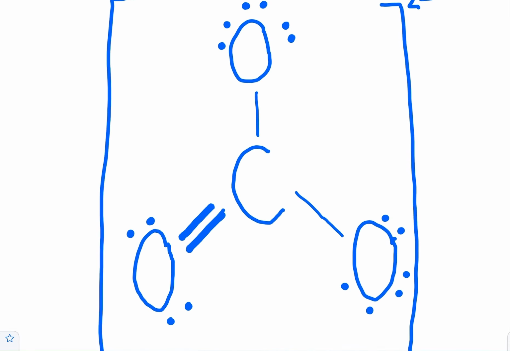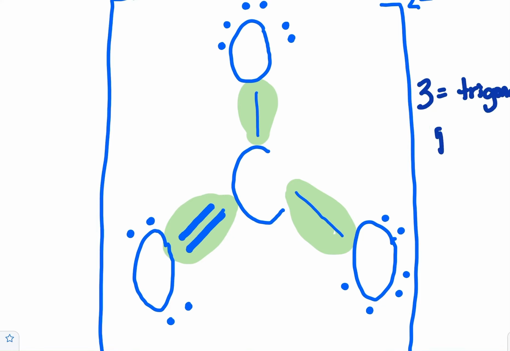And then we're going to look over here at this molecule. So we've got a single bond, and then again, that double bond just counts as a region. So this has 3, so this is trigonal planar. So trigonal planar.